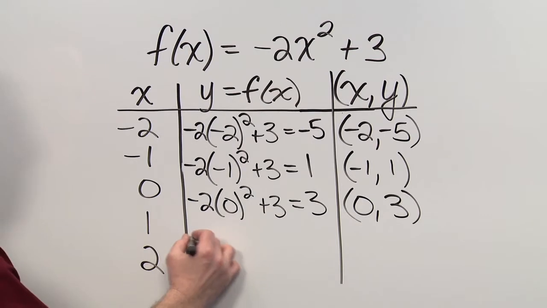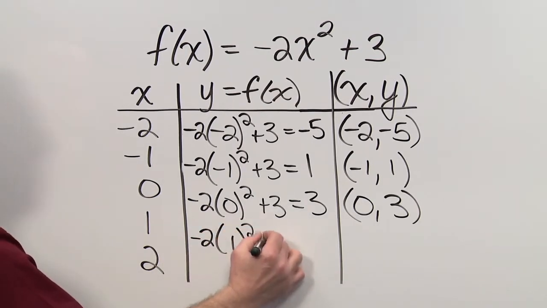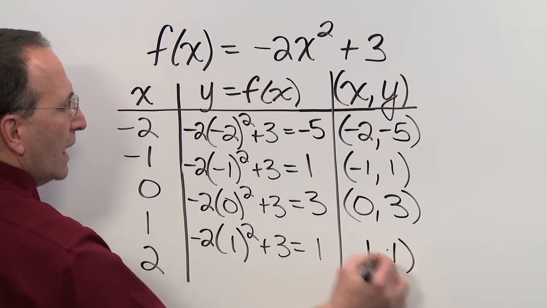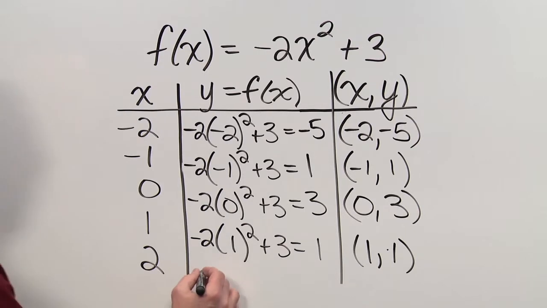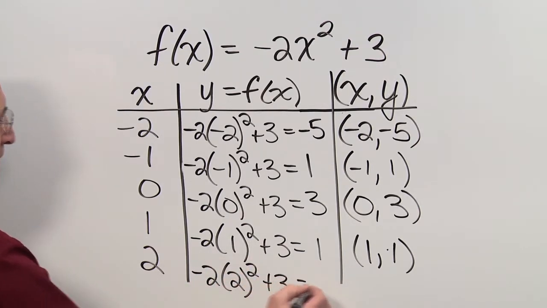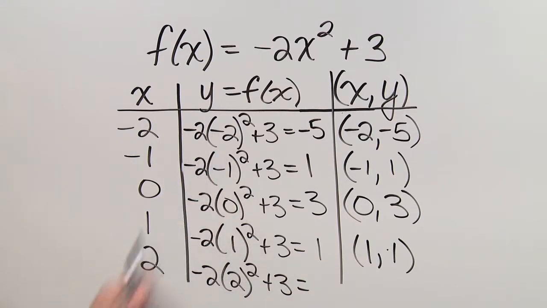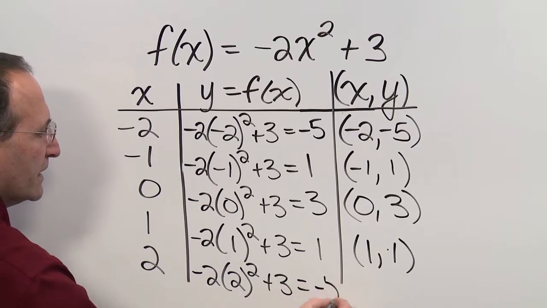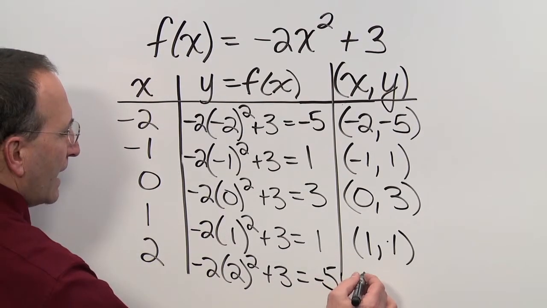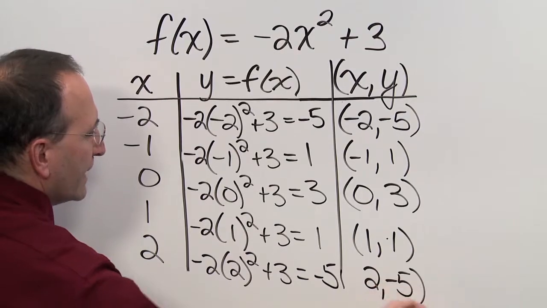Now we substitute in positive 1, but as you know, with graphs of quadratics, they are symmetric, and so we would expect, and we do, find that that value is 1. We have (1, 1). And finally, when we substitute in positive 2, we would expect that to give us the same result as substituting -2, which it does. It's -5. So the final point that we're going to graph is (2, -5).